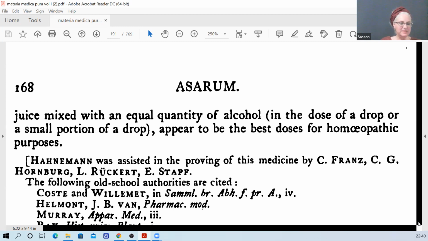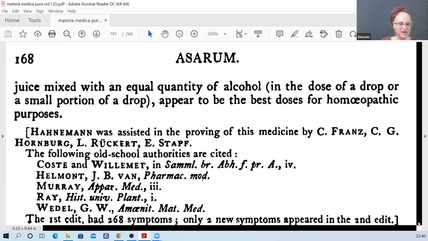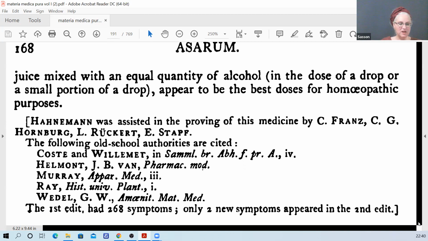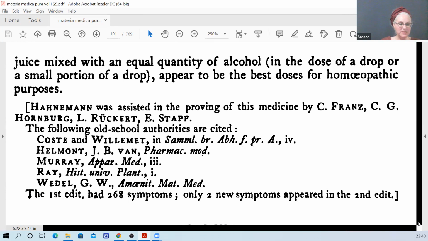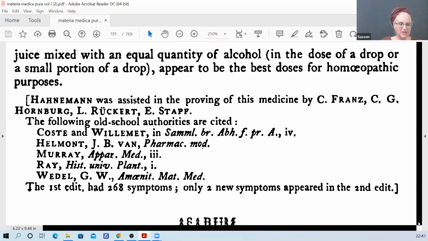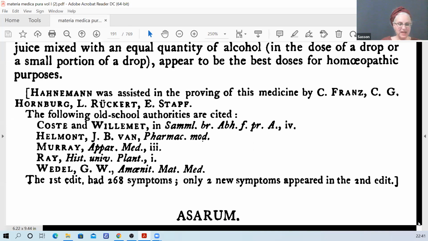Well, and then Hahnemann gives the provers that assisted in the proving of this medicine: Franz, Hornberg, Ruckert, and Steff. And the following old school authorities are cited: Coste and Rudime, the ones that he speaks so poorly of, Helmont, Murray, Ray, Weedle. The first edition has 268 symptoms, and only 2 new symptoms appear in the second edition.